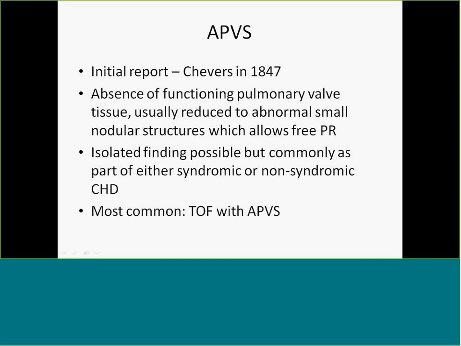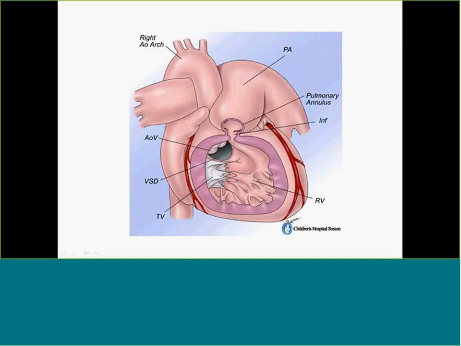It occurs as an isolated finding with no other abnormality, but most commonly it occurs as part of other congenital heart disease, syndromic or non-syndromic. The common variety which we see clinically is the anatomy which looks like tetralogy of Fallot, but in addition has no pulmonary valve, no effective pulmonary valve, and therefore has associated pulmonary incompetence.